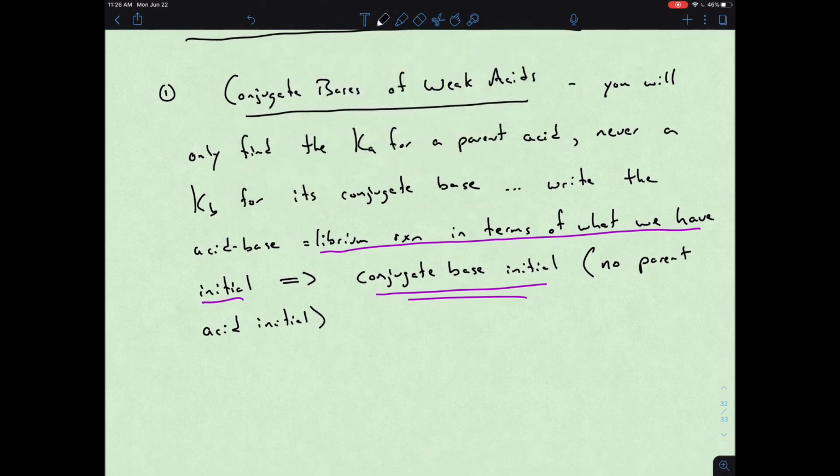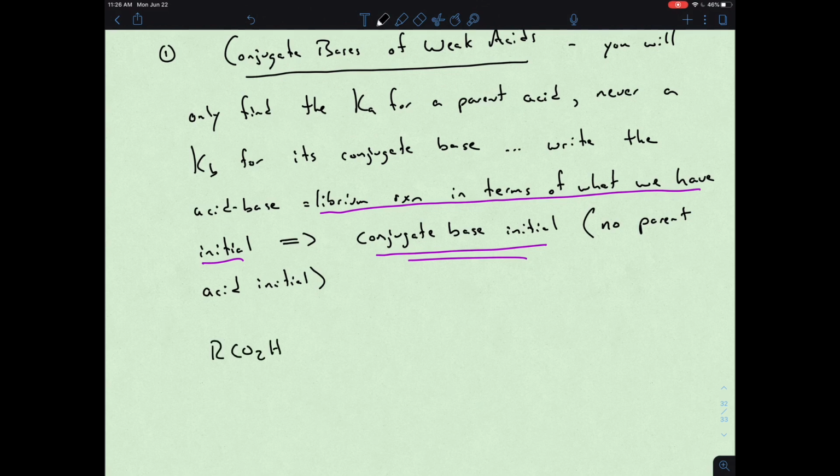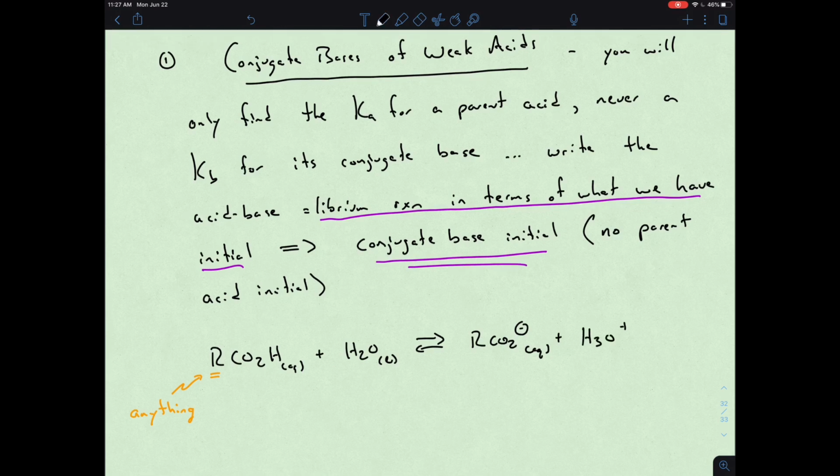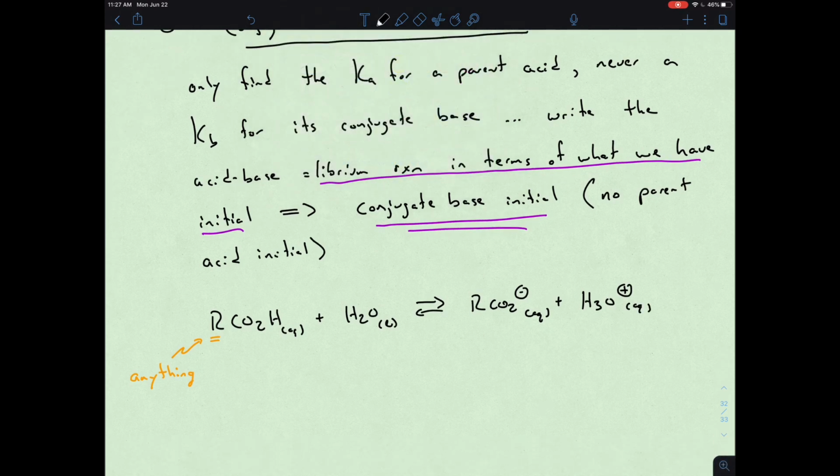So if we look at, for instance, a general acid where we have RCO2H. So the R group here stands for anything, any type of side chain or whatever. But what we have here is a parent weak acid, right? And that's going to generate a conjugate base and hydronium ion. And we have a Ka associated with that. So this is the equilibrium reaction if starting with a parent acid. This is our equilibrium.